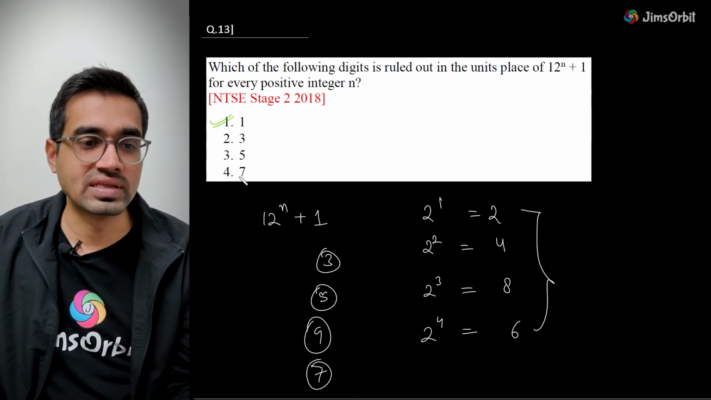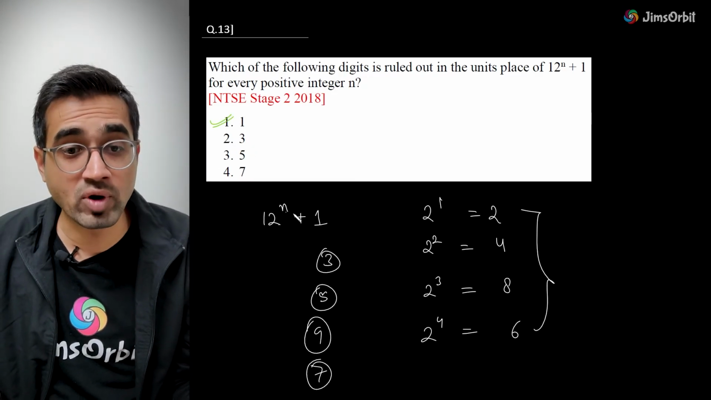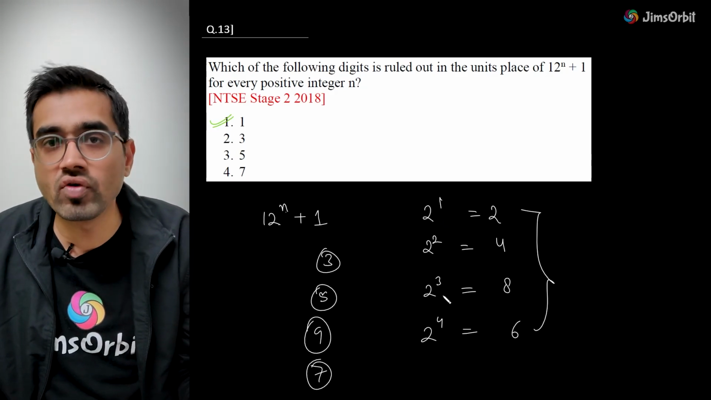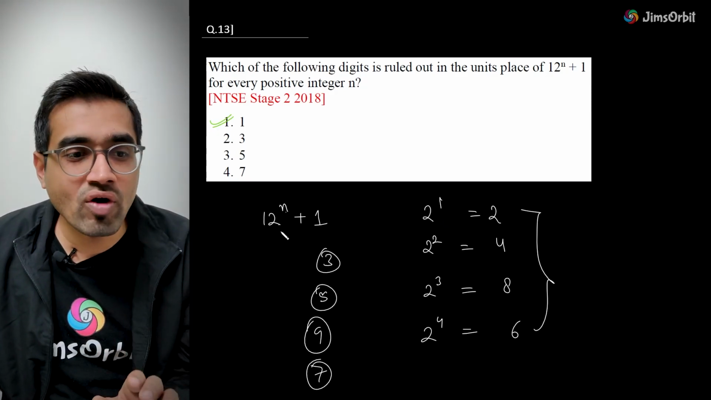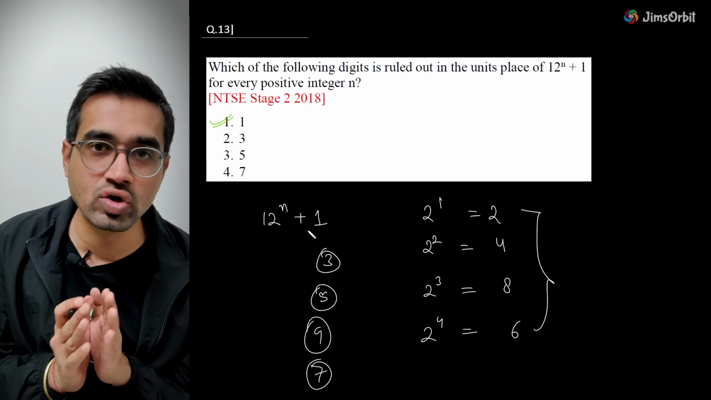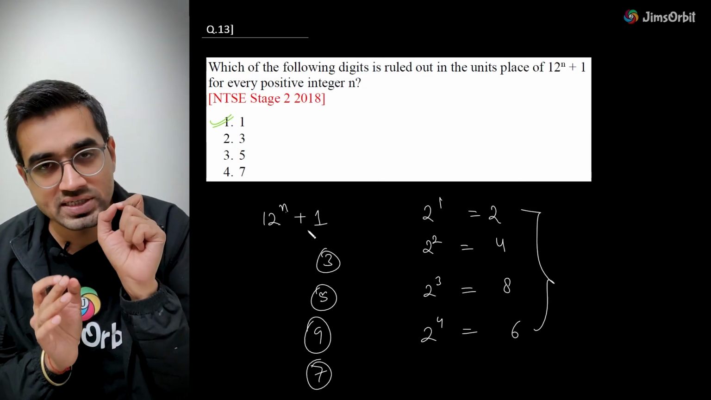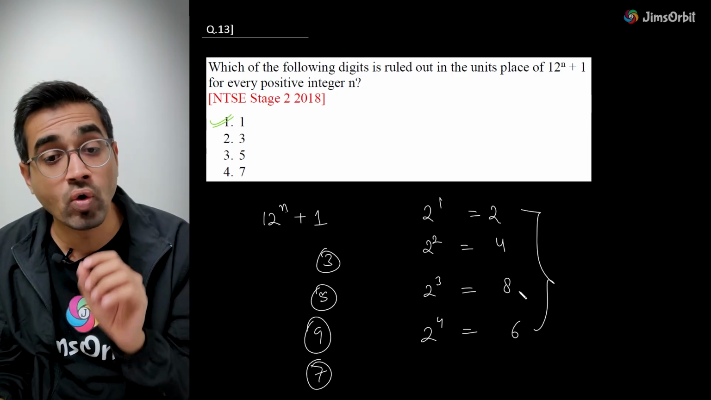These are allowed. These can come for any value of n. I'm not sure if n is 1, 2, 3 or 4. But yeah, I will not go for 12 to the power. That's a stupid thing to do. You should go for the units digit power only and check the units digit only. Okay.